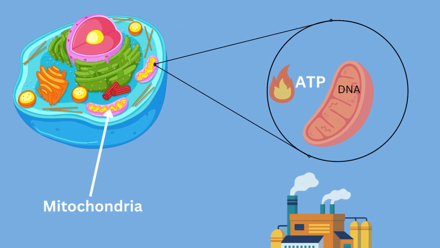2. Mitochondria. Known as the powerhouses of the cell, mitochondria convert glucose and oxygen into ATP, the cell's main energy currency. They have their own DNA, which plays a role in energy production and can mutate, sometimes leading to diseases. Mitochondria evolved through endosymbiosis, where an ancient cell engulfed a smaller organism that became the mitochondria we see today.